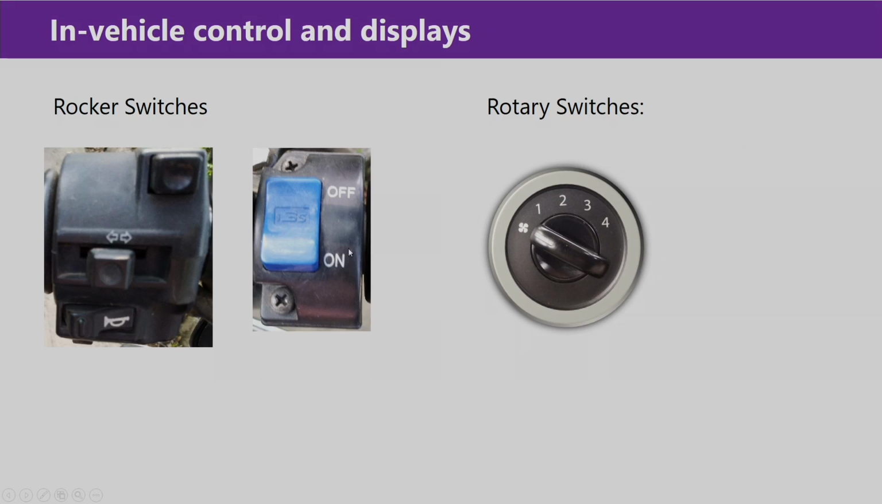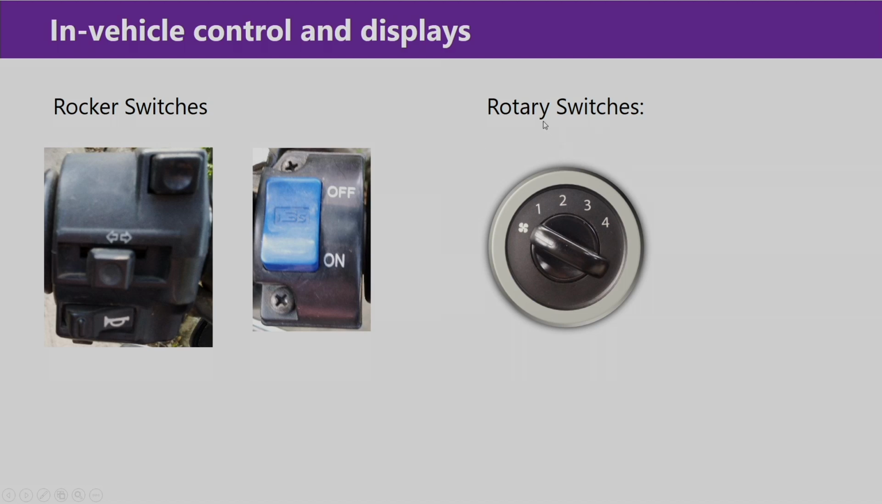Now, there are also other types of controls like rocker switches, different types of switches for on and off. If we press one side, then the other side will protrude, and when we press the other side, the opposite side will protrude. Based on that we can understand whether it is in the on or off position. Otherwise, we can move different types of rocker switches left to right, and there are buttons for the horn. These are examples of rocker switches.